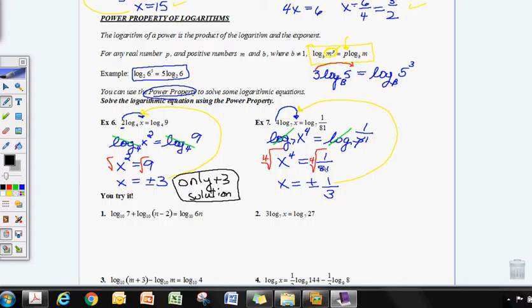Only positive 3 1/3, only positive 1/3 works. Okay?